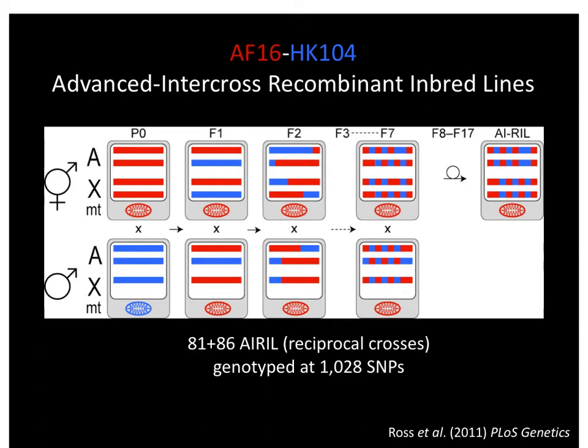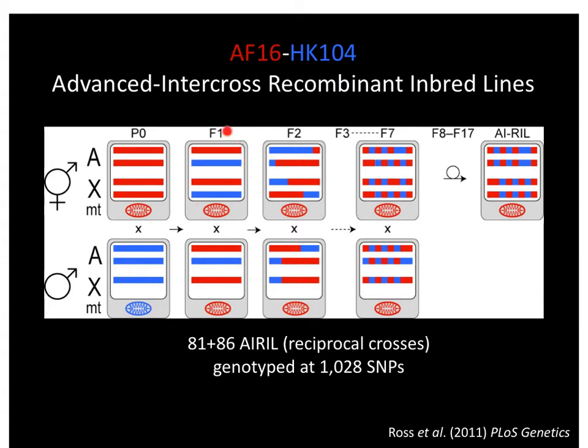So we create advanced intercross recombinant inbred lines, and in this case we have a hermaphrodite and a male, one from AF16, red chromosomes, and HK104, blue chromosomes. We've got an autosome pair here, an X chromosome pair, and the mitochondrial genotype from the hermaphrodite and the male. They're totally homozygous throughout the nuclear genome. So in the F1 we have a totally heterozygous nuclear genome.